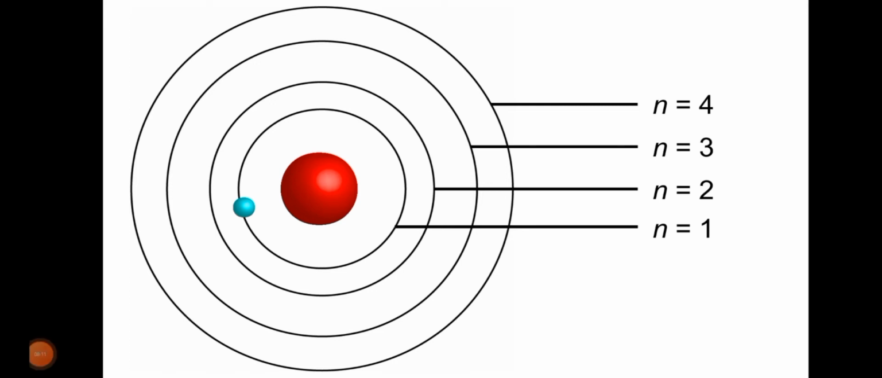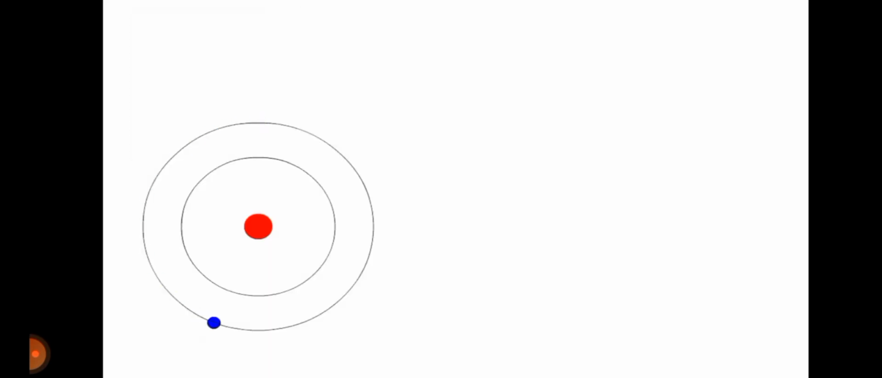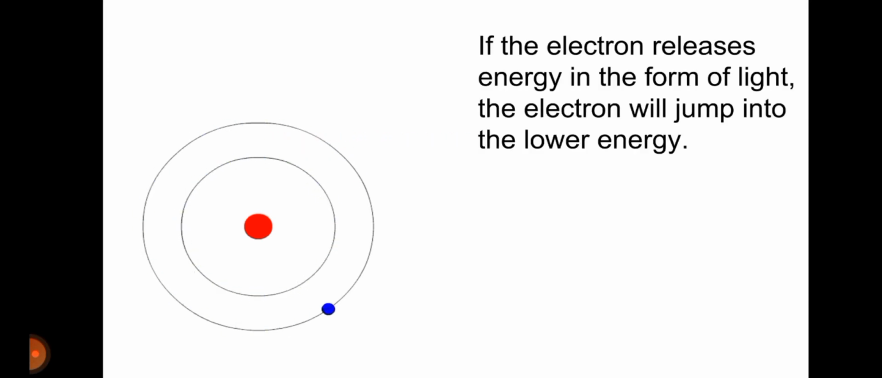Niels Bohr suggests that electrons can jump from other orbits or other energy levels. How? It happens when electrons absorb or emit energy. So kapag nag-release ng energy yung electron in the form of light, the electron will jump into the lower energy. The lower energy is what we call the ground state.